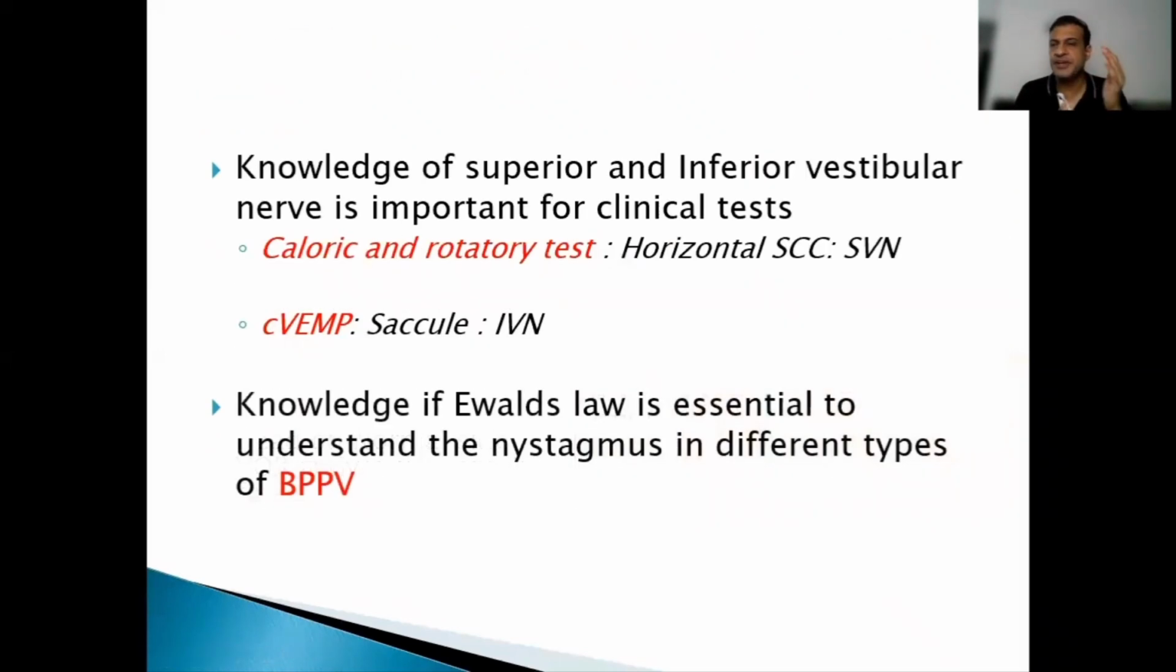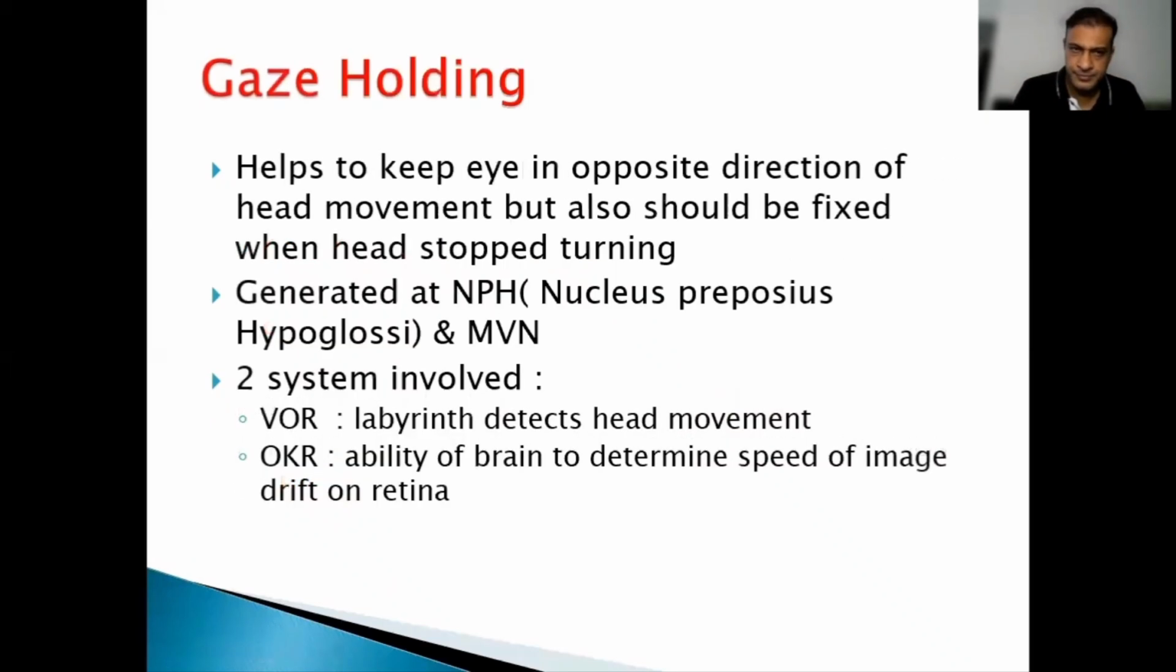Also, knowledge of the superior and inferior vestibular nerve is important for clinical tests, especially the caloric and rotatory tests, which mainly check the horizontal semicircular canal, and cVEMP is mainly to check the saccule, which checks the inferior vestibular nerve. Knowledge of Ewald's law is essential to understand the different types of nystagmus in BPPV.